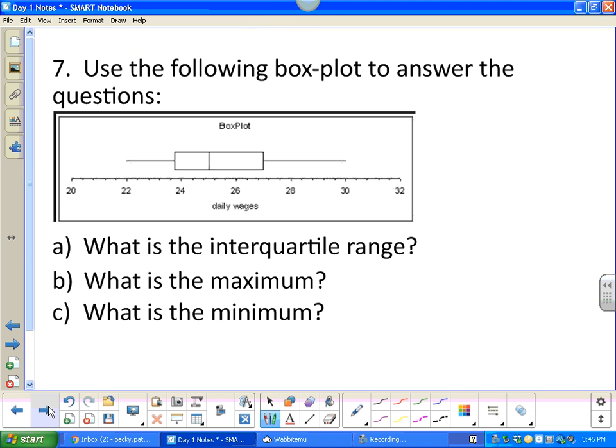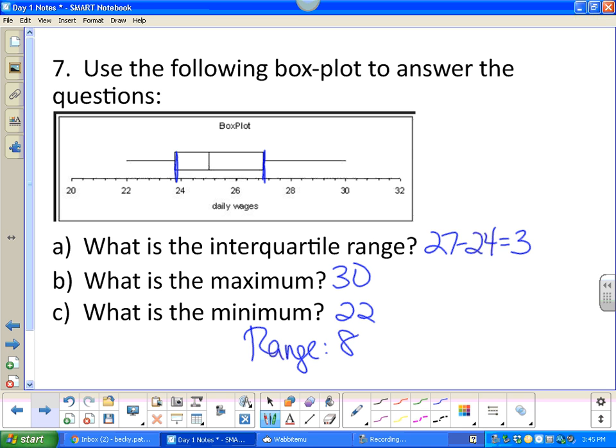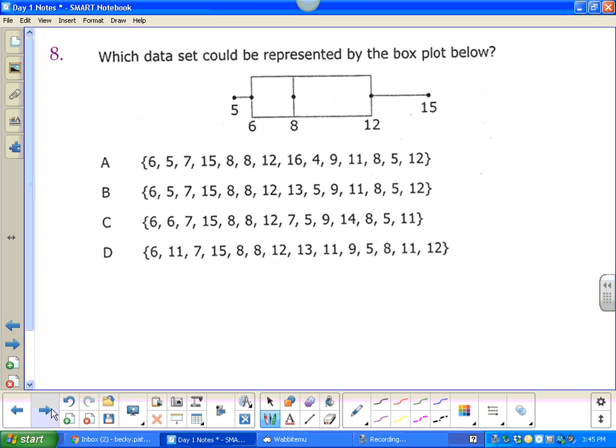Use the following box plot to answer the questions. What is the interquartile range? Well, this one's kind of off a little bit, so we're just going to round to the nearest number. We're going to say that's 27, and that that's really close to 24. So my interquartile range is 27 minus 24, which is 3. My maximum looks to be 30, and my minimum looks to be 22. So my range would be an 8 if I were to subtract those two.